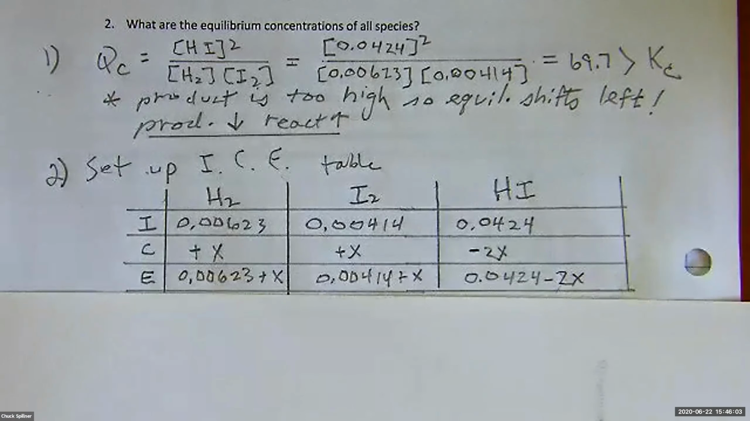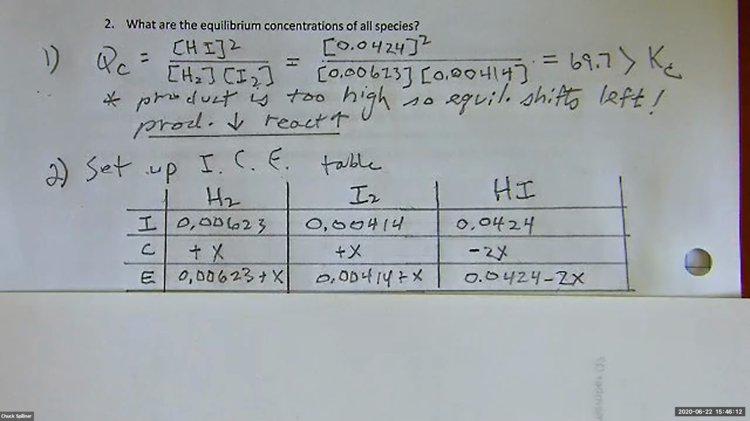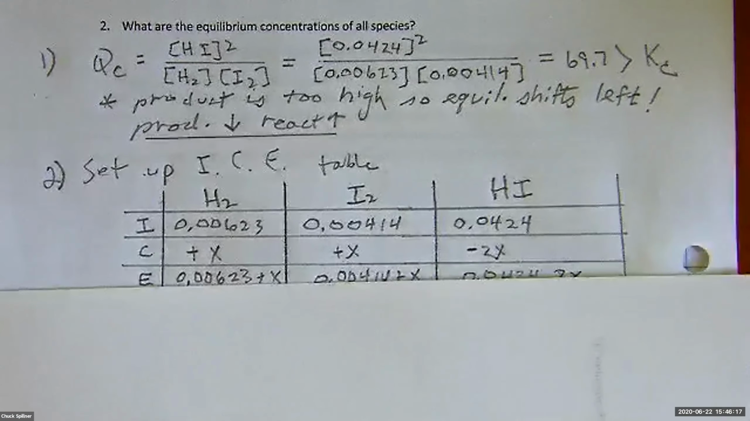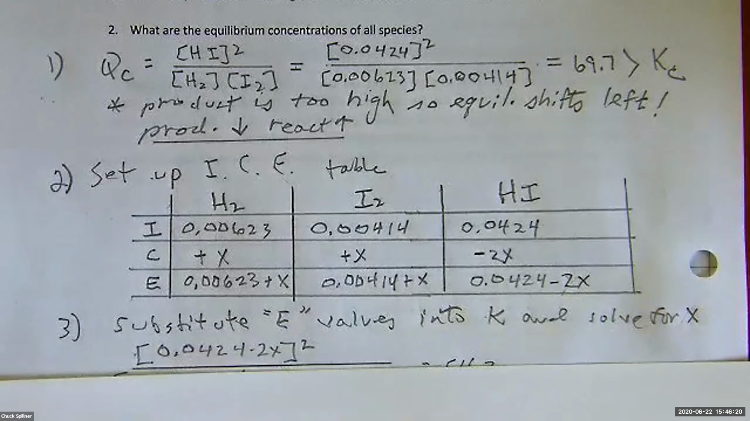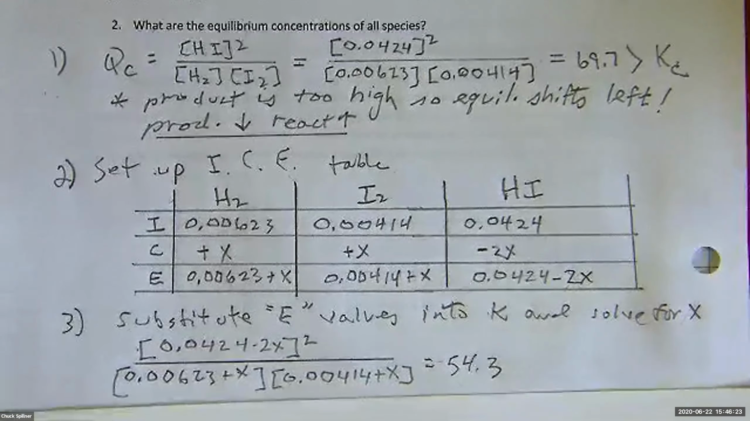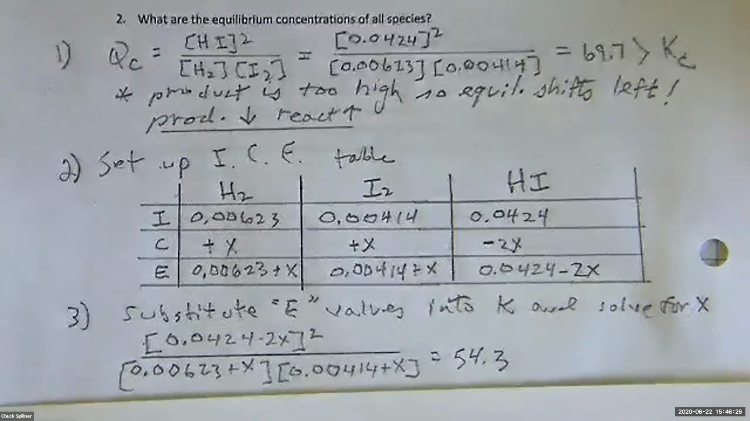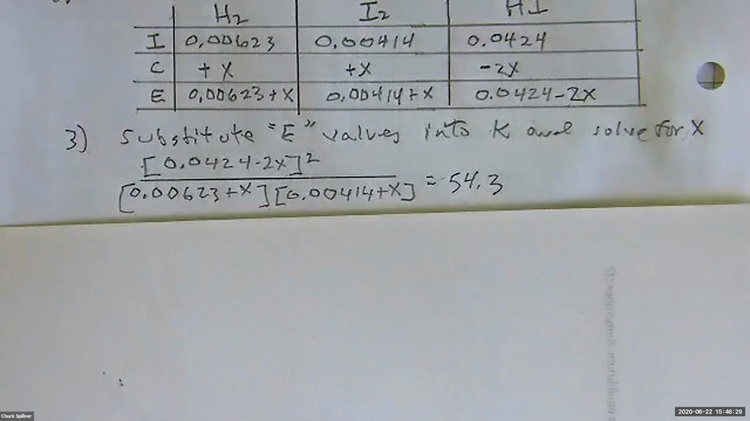So our equilibrium concentrations are shown at the bottom. Those are what we're going to plug into our equilibrium expression. That equals 54.3, and then solve for x. So substitute the equilibrium values into K1 and solve for x. Here's what it will look like. We have (0.0424 minus 2x) squared divided by (0.00623 plus x) times (0.00414 plus x), and that all equals 54.3.